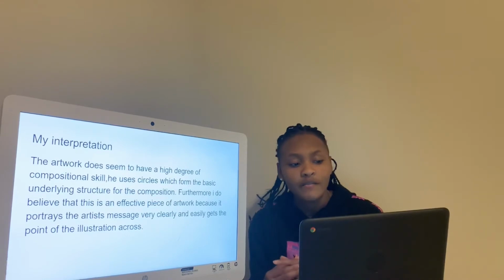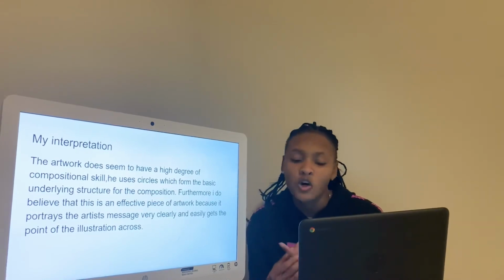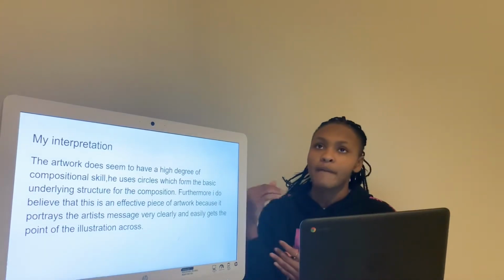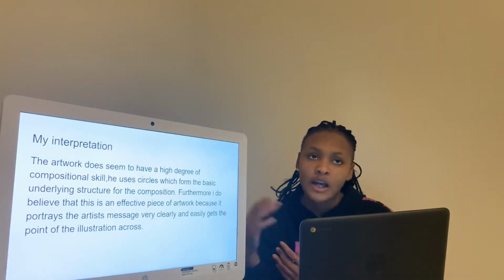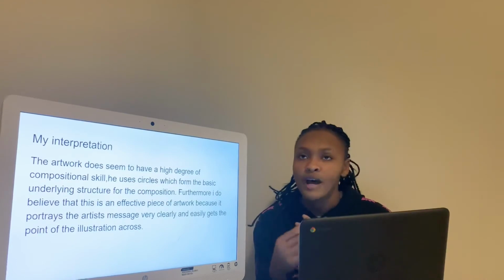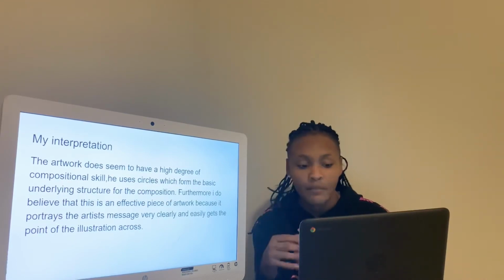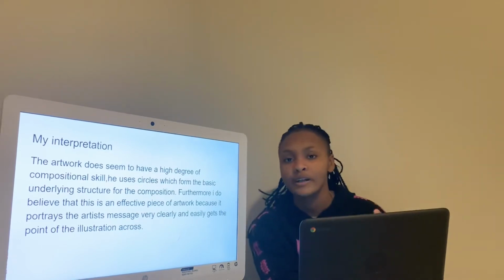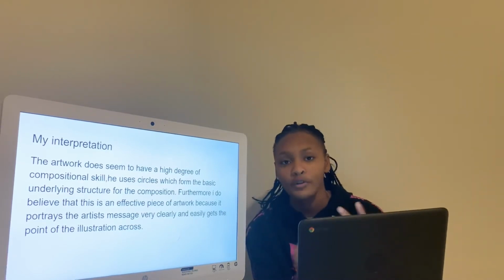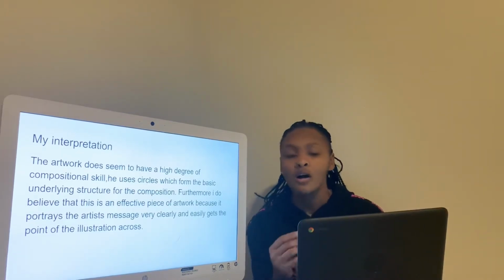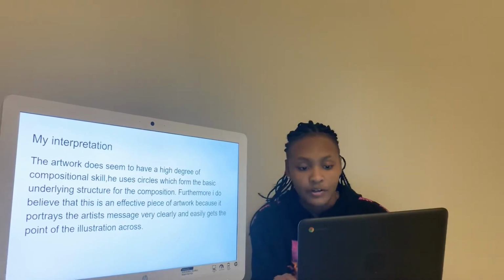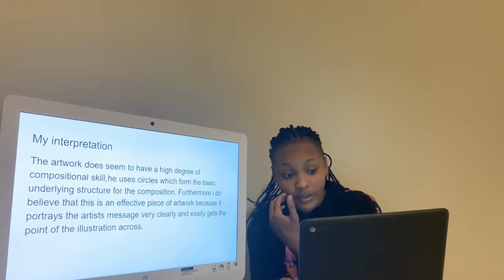Furthermore, I do believe that this is an effective piece of artwork because it portrays the message very clearly. From the moment you look at the painting and you see the 3 figures at the table in the house, if you're someone who knows about the reading in the Hebrew Bible, and if you know about the Trinity, you can automatically infer what it's about. So I think that does a good job of quickly allowing you to know what it's about. So that's very effective.